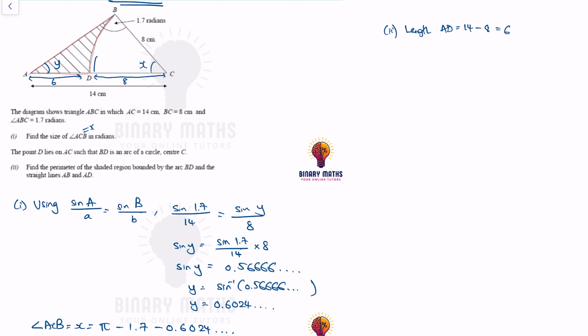Okay, next, let's work out this. Let's call this L. So arc length BD, which is equal to L, is equal to r times theta, which is 8 times theta, what we just worked out, x, which is equal to 8 times 0.83913, which gives me a value of 6.71311, going on forever. The next thing I need to work out is this.